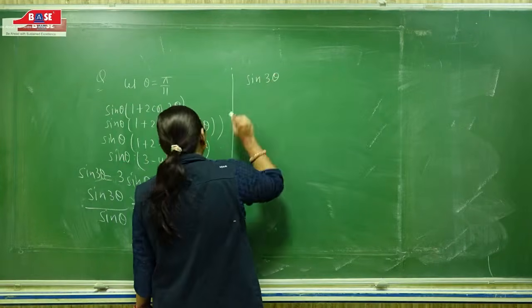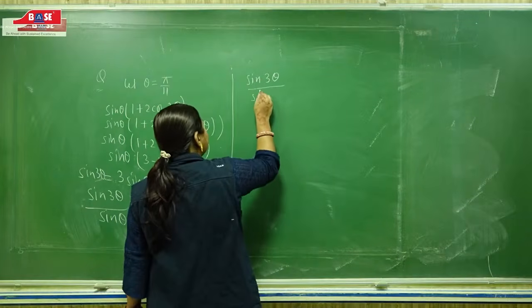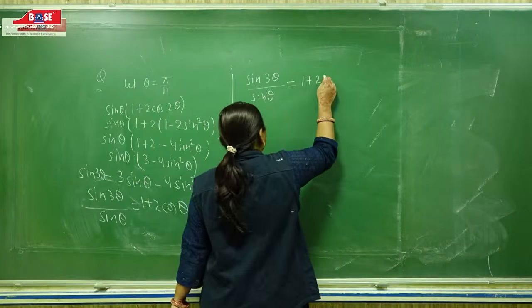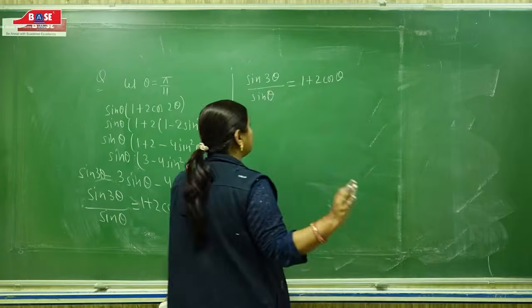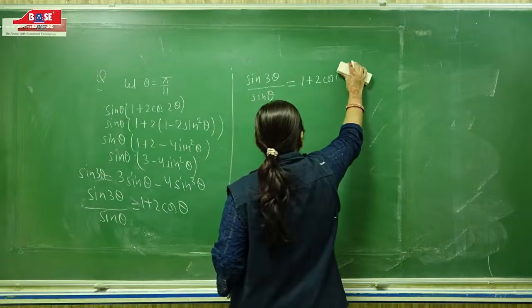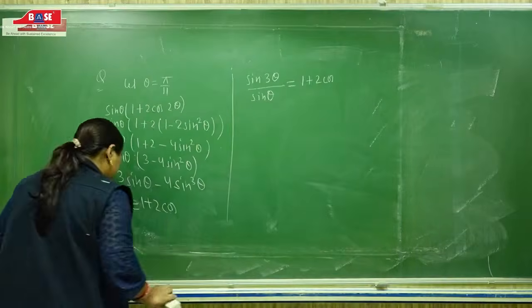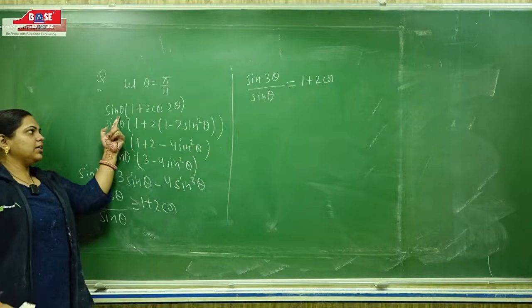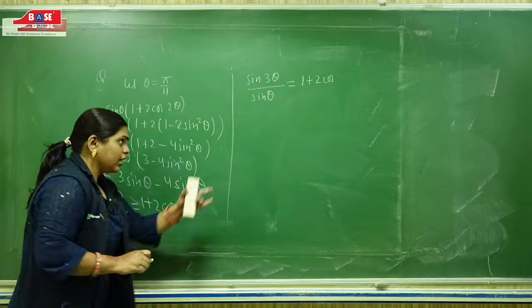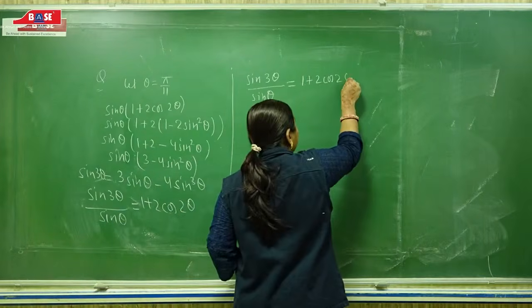Now this is sine 3 theta upon sine theta, everyone. So this will become 1 plus 2 cos theta. But your question will remain the same, right, everyone? Sorry, my bad. It's not theta, it's 2 theta. Try to see, here it's theta, here it's 2 theta. So use that.